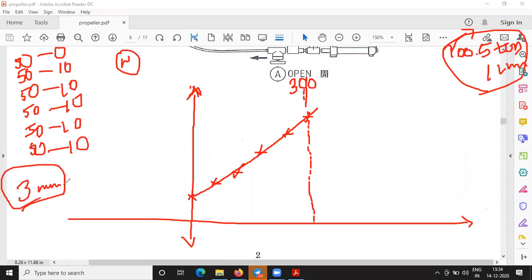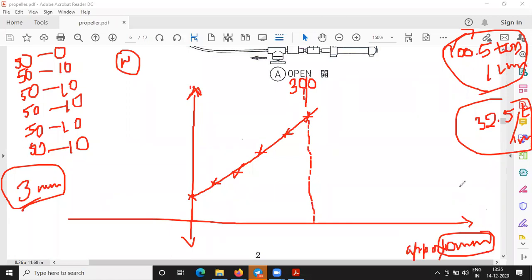Yes, sir. 3 mm. According to this, it is 3 mm. Now, the same thing, if you look at the wet method, you require 32.5 tons per 1 mm. So if you look at 300 tons, by this time you should be able to move approximately 10 mm.